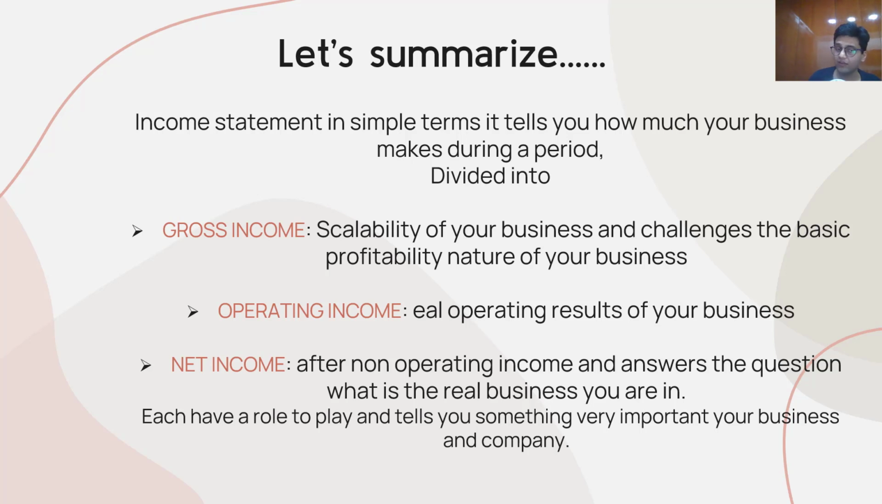And finally, we all know the net income, which is calculated after adding the non-operating income, and it actually answers the question, first of all, what is the income which you have as an owner, and what is the real business you are in. For example, if the non-operating income is high, then you really have to understand which kind of business you are in. So all these incomes, gross, operating, net income, each have a role to play, and each tells you something very important about your business and company.